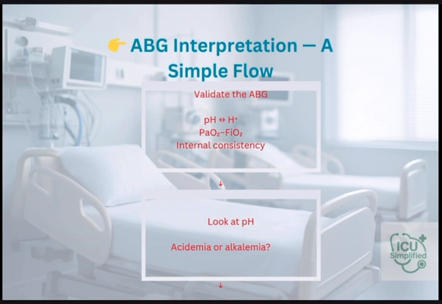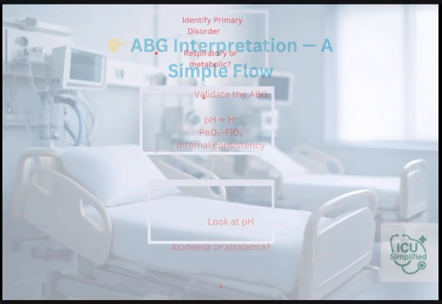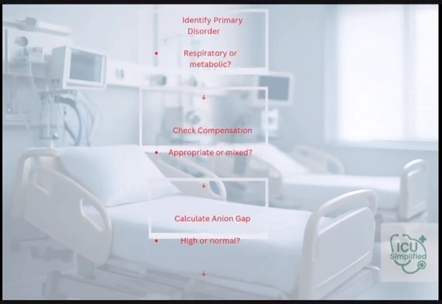The following slides bring the entire ABG approach together into a simple, repeatable flow. We always begin by validating the ABG, checking the relationship between the pH and hydrogen ions, and assessing the PaO2 relationship, ensuring internal consistency of the values. Next, we look at the pH and decide whether the patient has acidemia or alkalemia. Once that's clear, we identify the primary disorder, asking whether it's respiratory or metabolic. The next step is to check compensation to see whether it's appropriate or whether a mixed disorder is present.